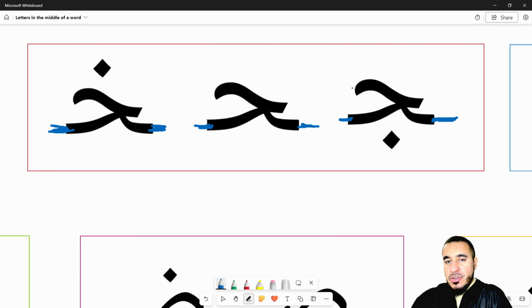Okay? So remember, how do we differentiate between these three letters? With this shape, it's got a dot beneath it if it's the jim. It's got no dot if it's the ha, and it has a single dot above it if it is the kha. Jameel. Okay.